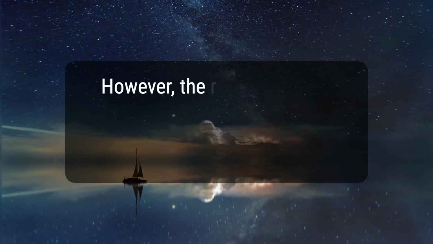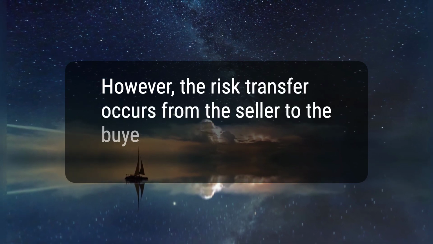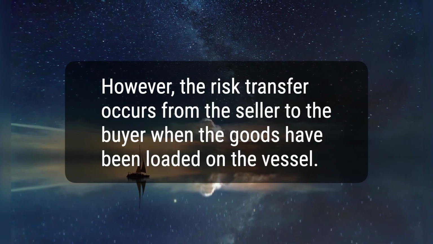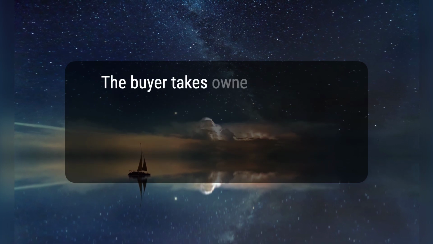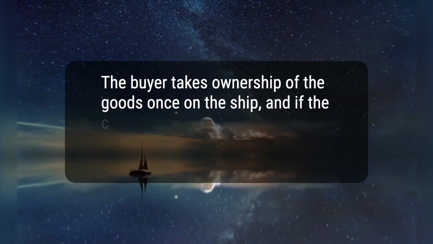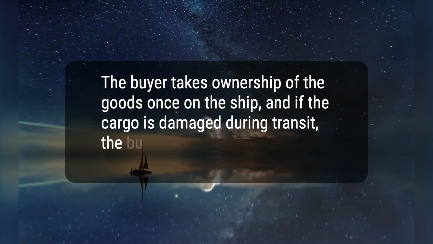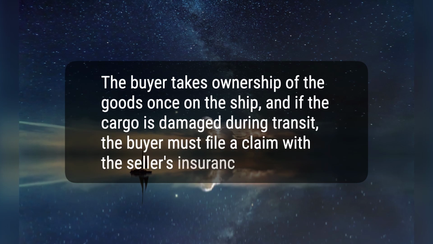4. However, the risk transfer occurs from the seller to the buyer when the goods have been loaded on the vessel. 5. The buyer takes ownership of the goods once on the ship, and if the cargo is damaged during transit, the buyer must file a claim with the seller's insurance company.